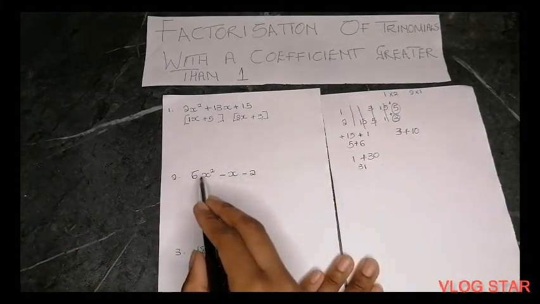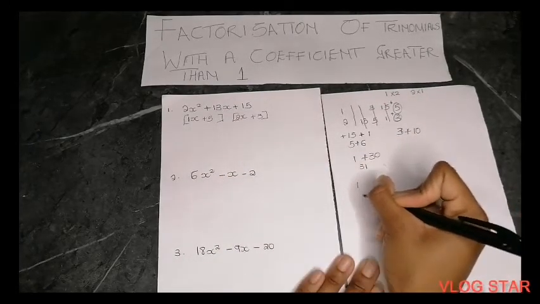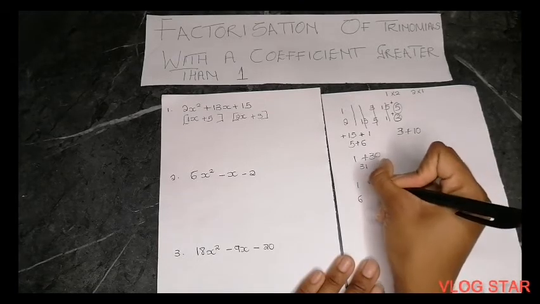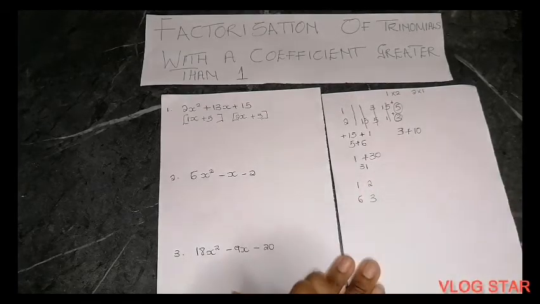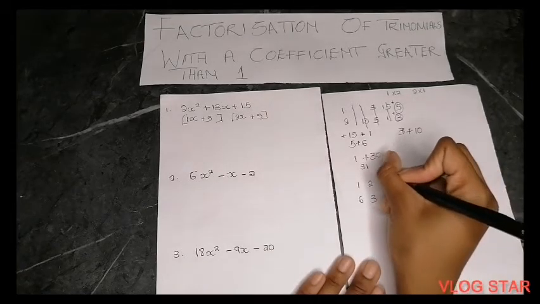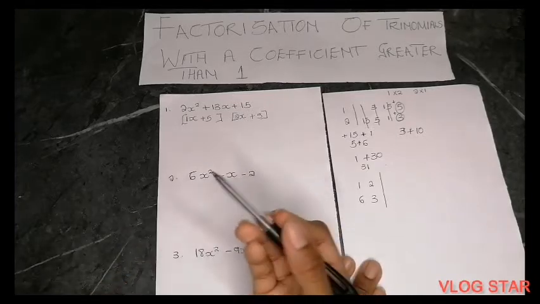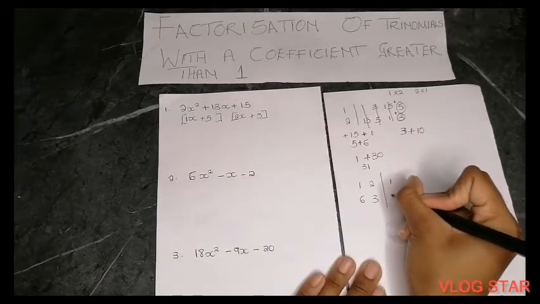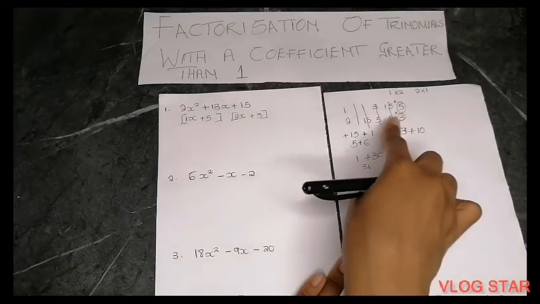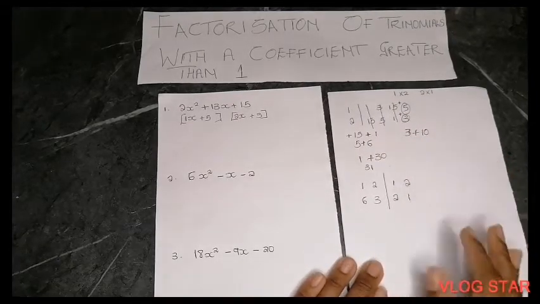Write down the numbers that multiply to 6. We have 1 and 6. We have 2 and 3. I think that's all. And then we draw our line. Numbers that multiply to give us the last term, we have 1 and 2, and then we're going to write them upside down like we wrote there, 2 and 1.